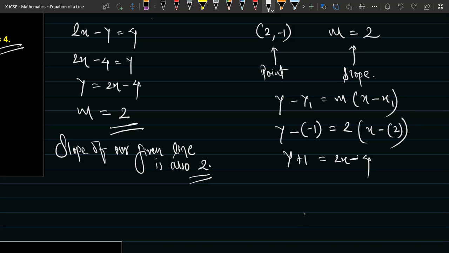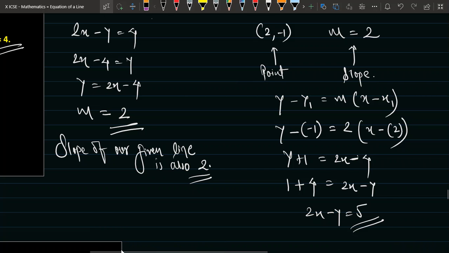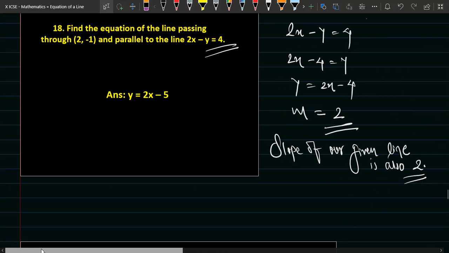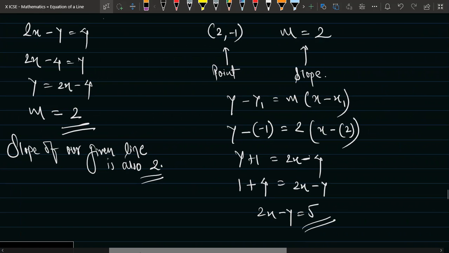Minus 4. Okay? So 1 plus 4 is equal to 2x minus y. So 2x minus y is equal to 5. That is our required equation of a line. 2x minus y is equal to 5. Y is equal to 2x minus 5.